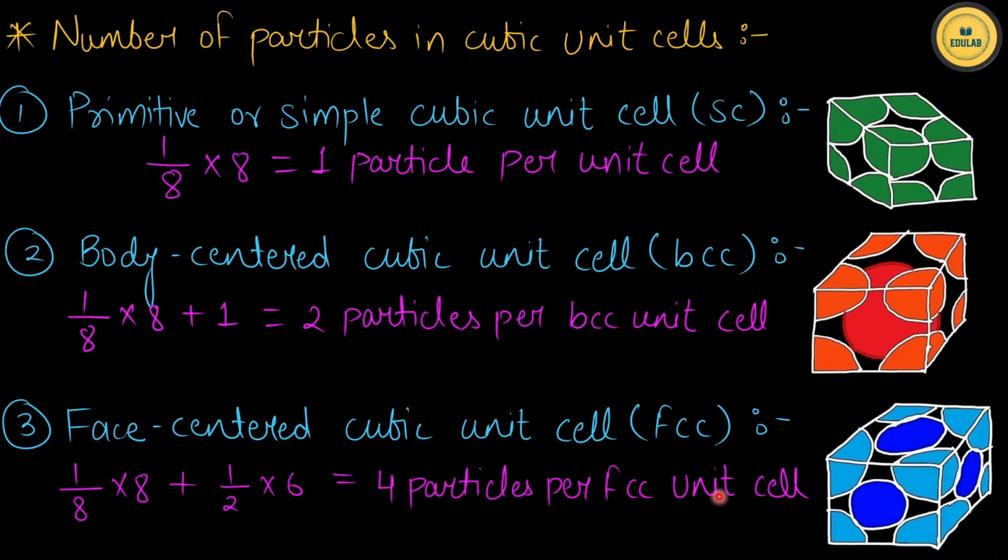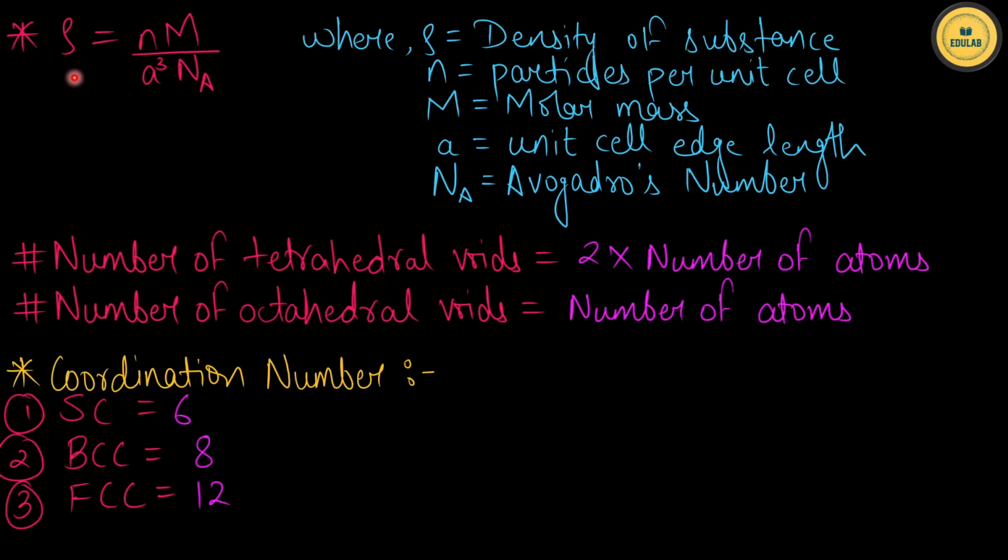Next one is the formula of density. Density is equal to N into M upon a cube into Na, where rho is density of substance, N is particles per unit cell, M is molar mass, a is unit cell edge length, and Na is Avogadro's number.